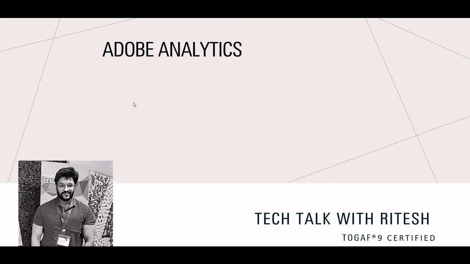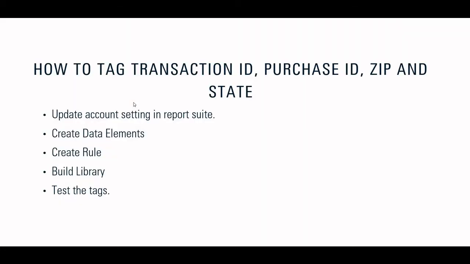Hello everyone, welcome back. In this video we will see how we can tag transaction ID, purchase ID, zip and state. In my previous videos we have covered how to create data layers, how to create variables, etc. Those are very specific tagging that we can do using Launch. So we'll just cover how we can do that.